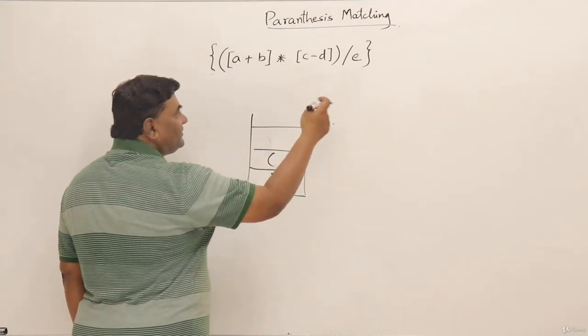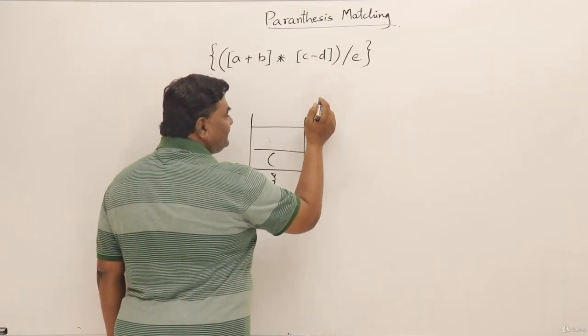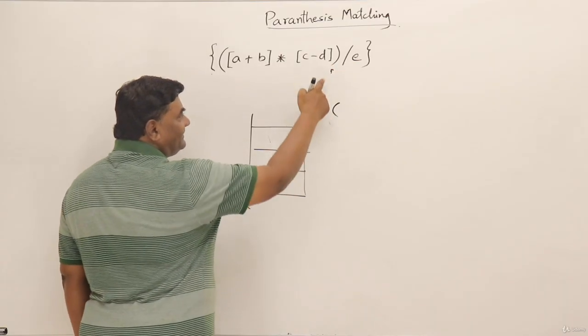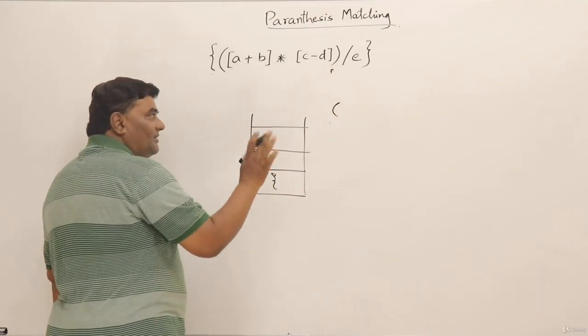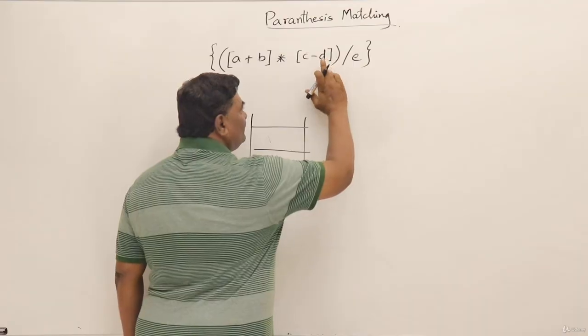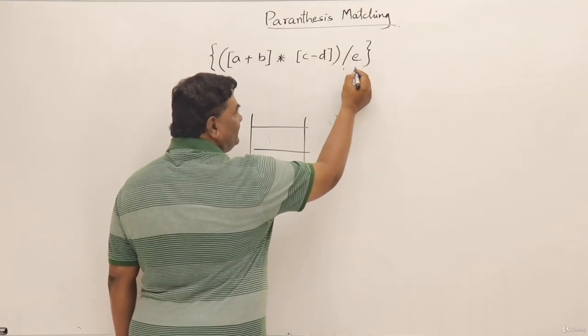Match is found, so continue. Then closing bracket. For this closing bracket, pop out from the stack. We got this opening bracket, so yes, it is a match for this one. Perfect. Then just ignore and continue. Next, ignore the symbol, ignore the symbol.